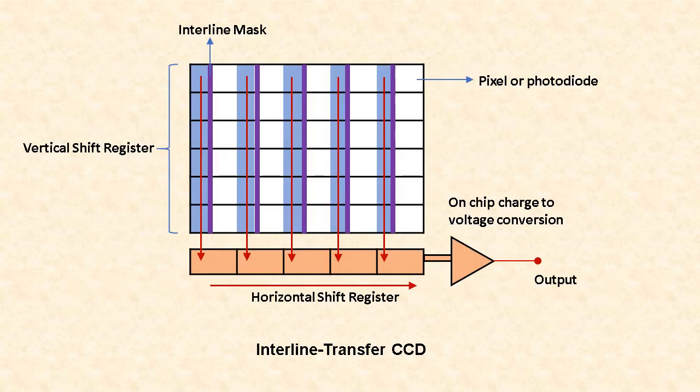This is the architecture of interline transfer CCD. Here, the non-light sensitive charge transfer channels called interline masks are present in between the photodiodes. When light is incident on the photodiode, the accumulated charge is rapidly transmitted into the channels and then to the serial output register. The charges are then shifted horizontally and they are converted to electrical signals.